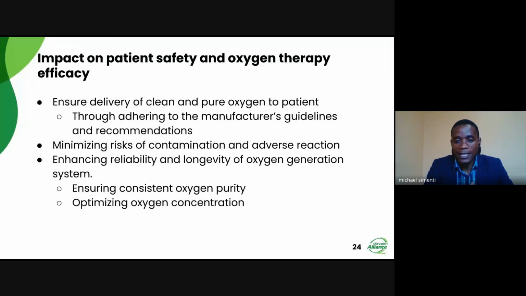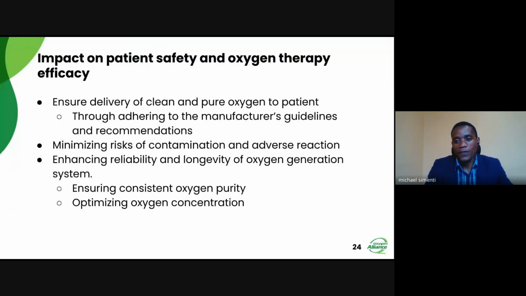Moving forward, let's look at the impact of these filters on patient safety and oxygen therapy. These filters ensure that we are delivering clean and pure oxygen to the patient if we adhere to the manufacturer's guidelines. And in doing so, we are minimizing risks of contamination that may arise due to improper use. And also we are enhancing the reliability and longevity of the oxygen generation system.